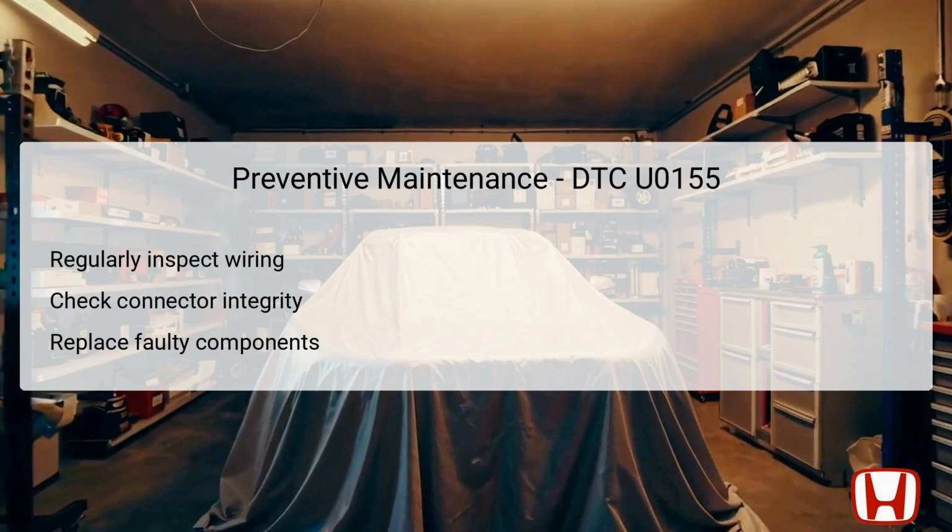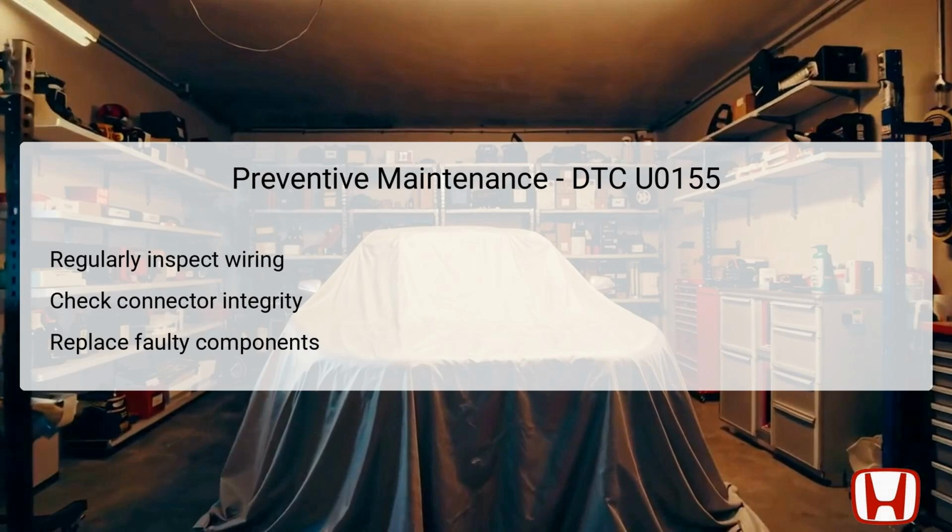To reduce the likelihood of a recurrence of the U0155 DTC in the future, implementing preventive maintenance practices is crucial. Regularly inspecting the wiring and connectors associated with the passenger's MICU and gauge control module will help identify potentially risky conditions before they lead to failure. Look for signs of wear, such as frayed cables, corrosion, and loose connections.